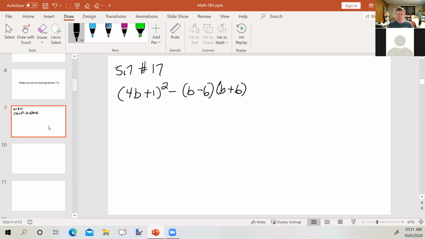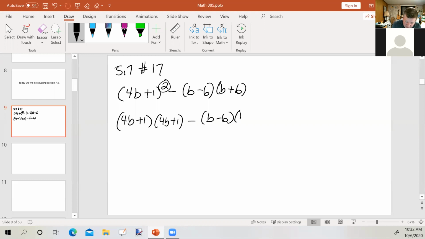We have the quantity 4b plus 1 squared minus the quantity b minus 6 times b plus 6. So the first thing we're going to do is apply the exponent, which means we have 4b plus 1 times 4b plus 1 minus the quantity b minus 6 times b plus 6. So we're going to FOIL together the first 2 binomials.